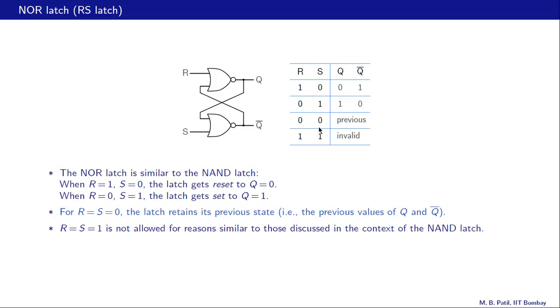When R is 0 and S is 0, the latch continues to hold its previous state. For example, if Q is 0 and Q bar equal to 1, then that state will continue. And if Q was 1 and Q bar was 0, then that state will continue. And that happens because when R is 0, this output is simply the NOT of this output, and similarly when S is 0, this output is the NOT of that output. Alright, now when R and S are both equal to 1, that condition is termed invalid for the same reasons that we discussed in the context of the NAND latch.